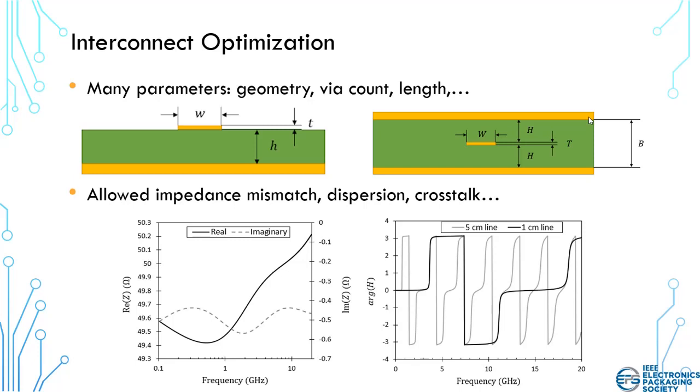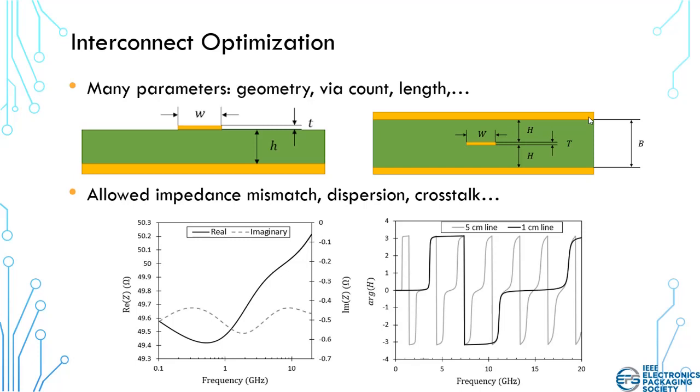So when we look at Interconnect Optimization, there are many parameters on any PCB transmission line. So here I've just shown on the left a microstrip, on the right we have a strip line, and the graphs on the bottom of this slide correspond to the microstrip line. I'm actually going to address the strip line here momentarily in this presentation. So some of our design goals here could be impedance mismatch, they could be dispersion, they could be crosstalk.